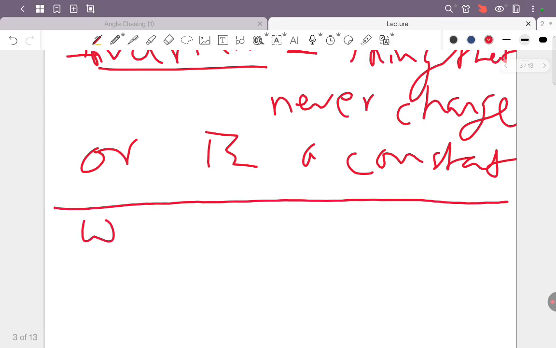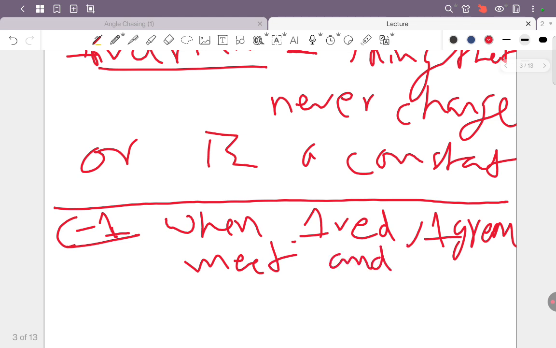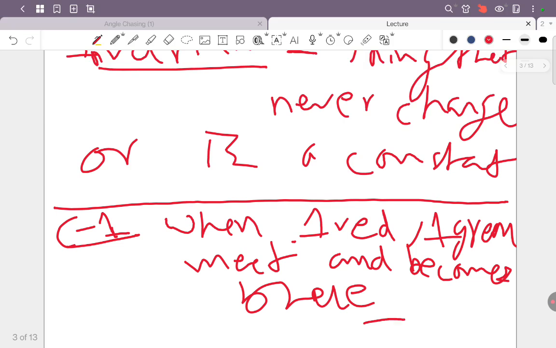So we can take 3 cases. Case 1 is when one red and one green meet and become blue. So what will happen in that case? Continue on the next page.